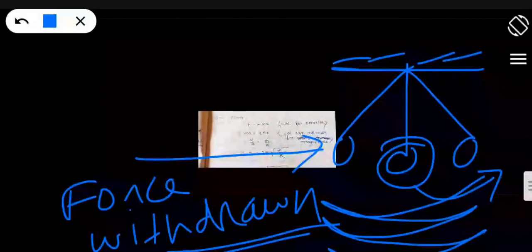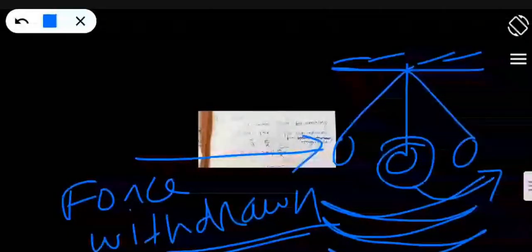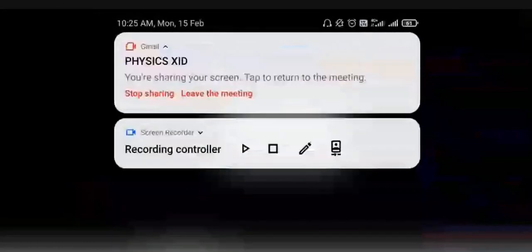So this kind of oscillation, where the force is withdrawn, is known as free oscillation. Next thing is your forced oscillation. What is your forced oscillation? The forced oscillation is, up to this all of you understood, yes or no?